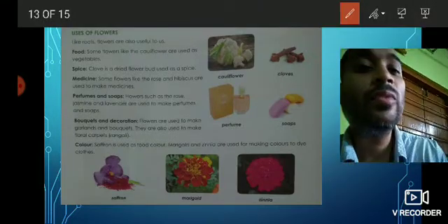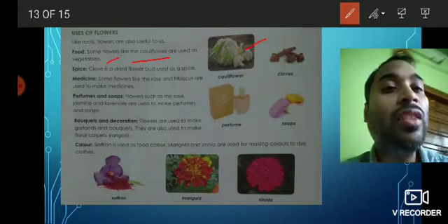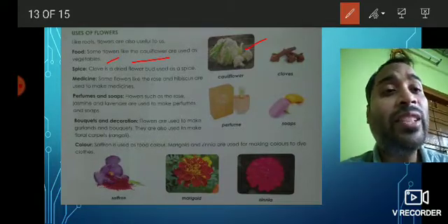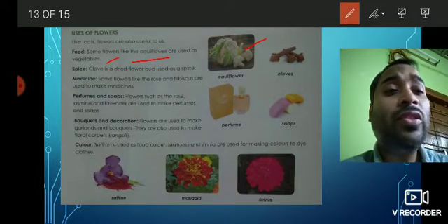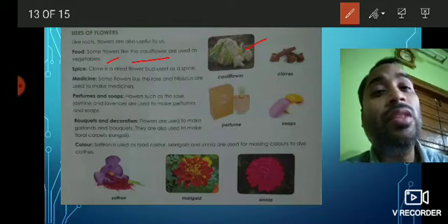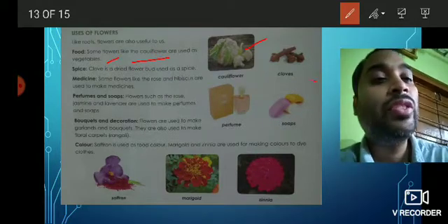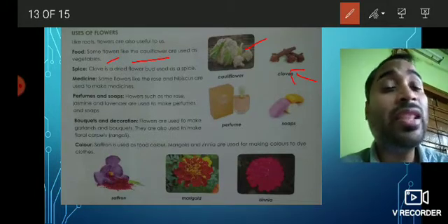For example, some flowers like cauliflower are used as vegetable. So you can see here, this cauliflower which we eat as vegetable also stores what? Food, similar to that of root. So flowers too can be used as food. Now spice: clove, you can see here, is mainly used as a spice.